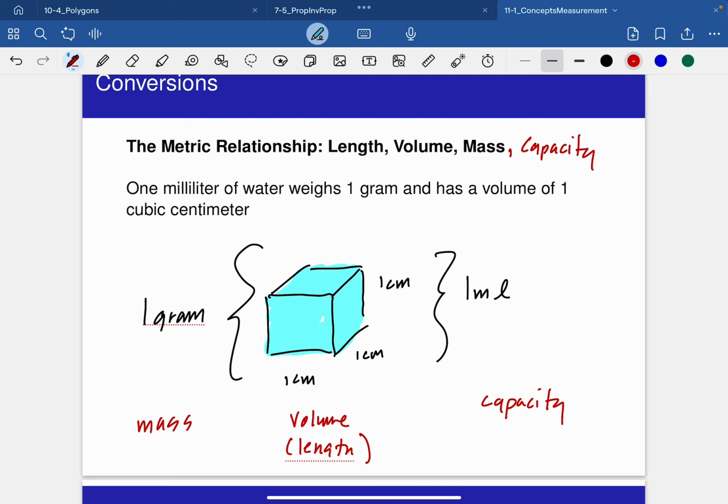One really nice thing about the metric system is that it's built around our touch and feel sense of what water is and how much it weighs. So a little cubic centimeter of water is what defines the gram, or is equal to a gram, as well as a milliliter.